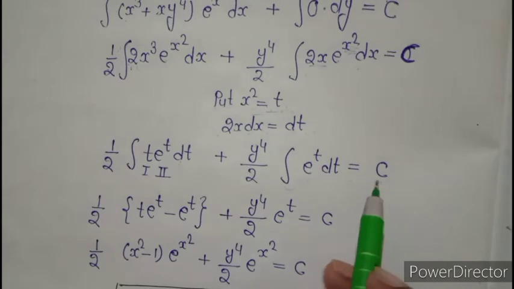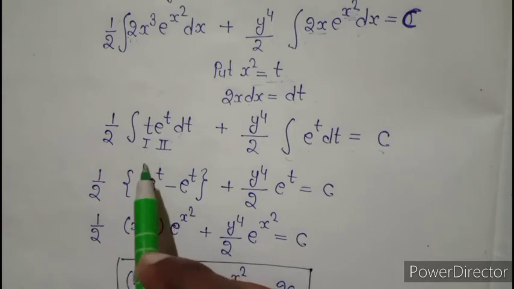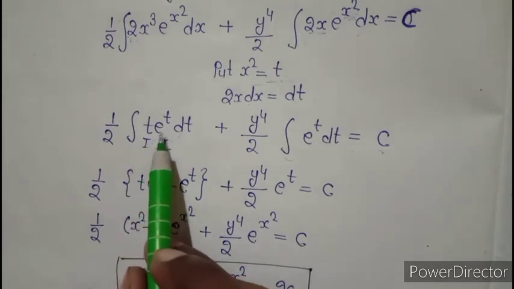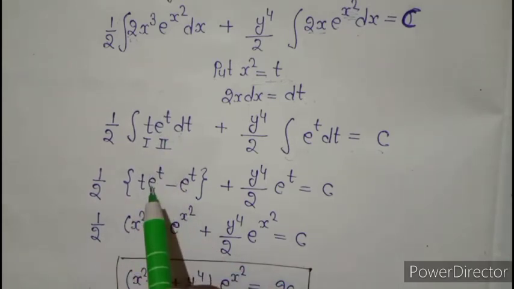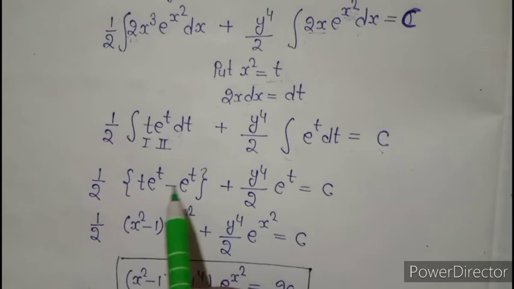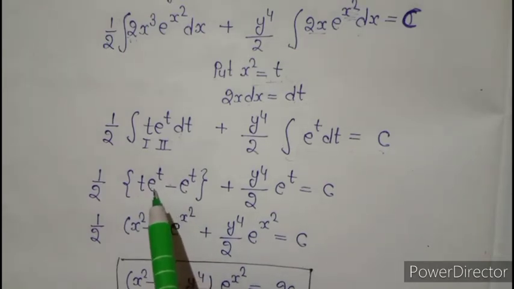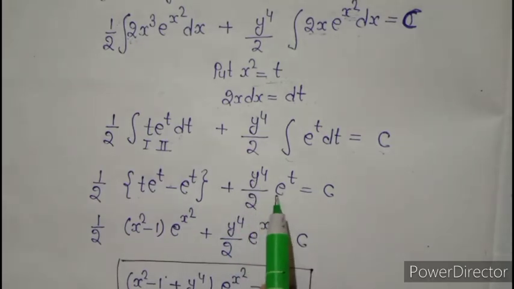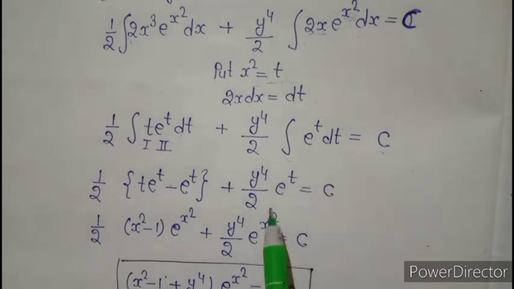So we will apply the ILATE method to solve this integral. What is the method? We put the first function as it is, and then we take the integration of the second function, and then we apply the further steps. You understand this because this is a 12th class concept, so I am not going to explain that. Plus y raised to power 4 by 2 e raised to power t, because the integration of e raised to power t is e raised to power t, is equal to the integrating constant c.